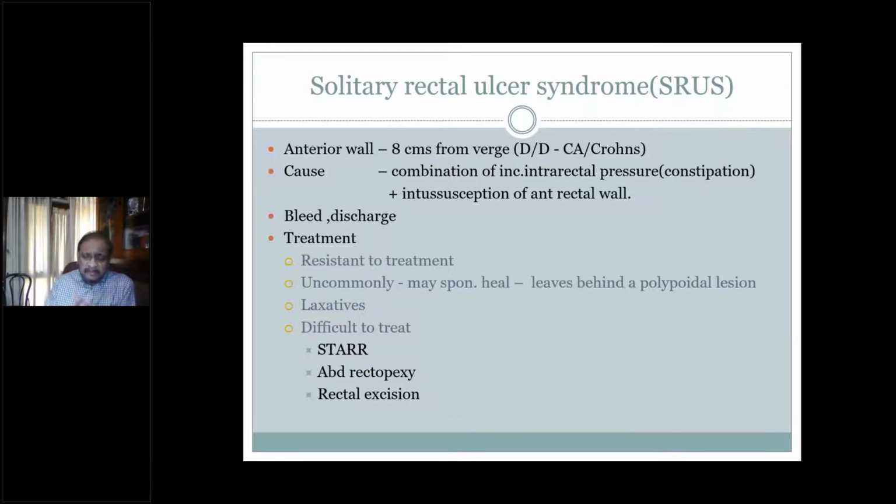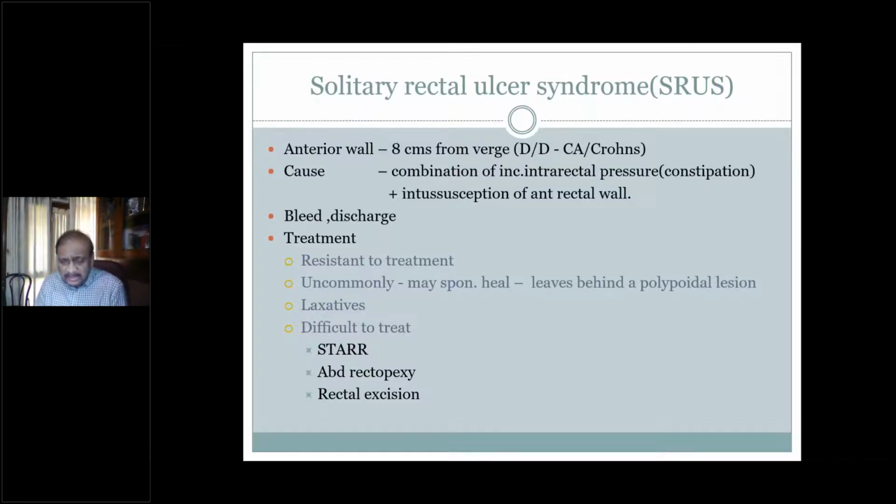The treatment, the problem is it's pretty resistant to treatment. It doesn't heal. Take care of the constipation, probably there may be some kind of a relief, but usually the ulcers rarely heal. Uncommonly, they may spontaneously heal, and when they heal, they leave behind a polypoidal lesion. Difficult to treat, as I said earlier, resistant to treatment. So then what can we do?